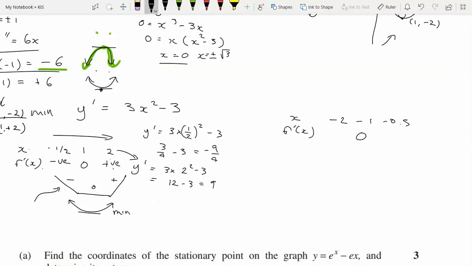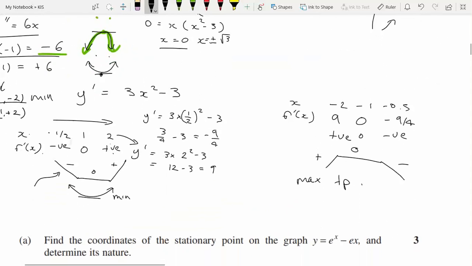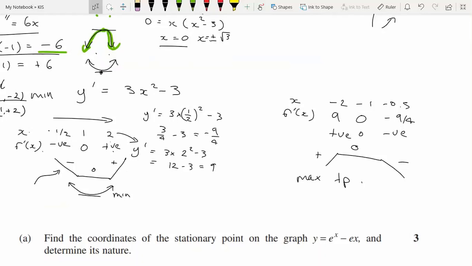If you were to put both of these into the calculator, for the value of minus 2 you would get 9, and for the value of minus 0.5 you would get minus 9 over 4. They're actually going to be the same values as this. That's just a coincidence for this function itself. So we're going to get positive, 0, negative. So we get up, 0, down, and that's going to mean this is a max TP. Okay, and that is how you do a table of values to test the nature of a turning point.